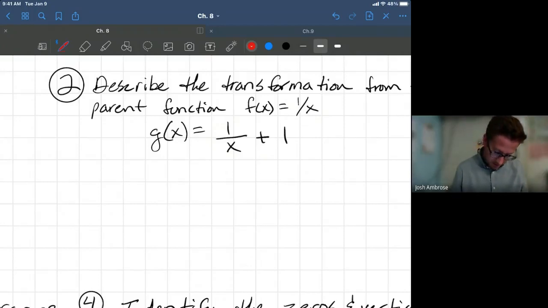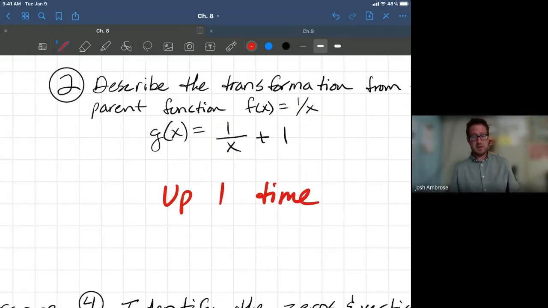All right, so it does say plus, so that means you take it as it is. So up 1 time. Simple. All right, so there we go. That's our transformation info.